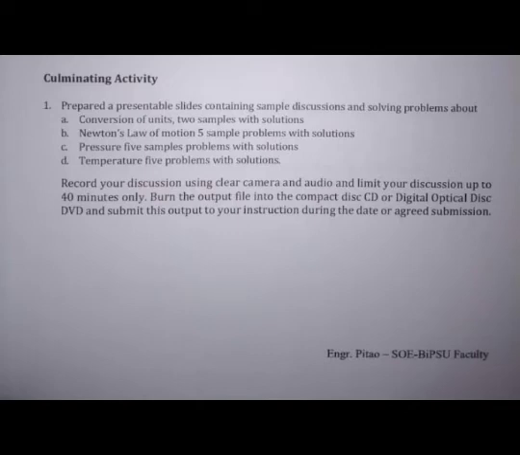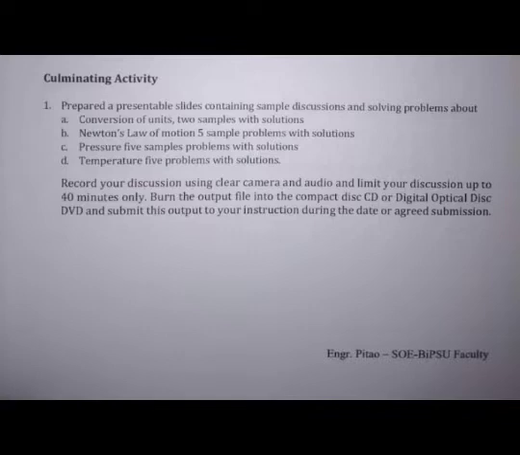Good day, everyone. Today, I will report about the four categories of thermodynamics. The first one is the conversion of units, with sample problems and solutions. The second one is Newton's law of motion, 5 sample problems with solutions. The third is pressure, 5 sample problems with solutions, and last, temperature, 5 problems with solutions.